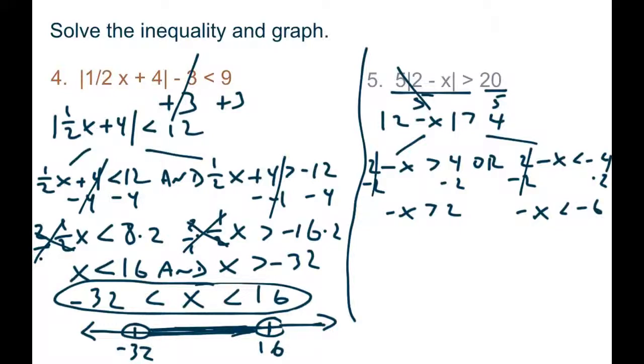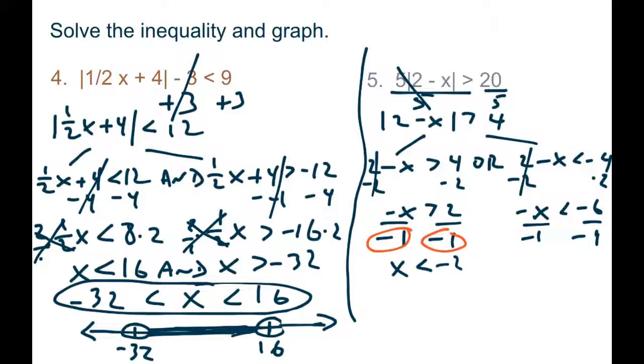And I don't really want to know what the opposite of x is. I want to know x. So I'm going to divide by negative 1 on both sides. Could also multiply by negative 1 on both sides. That becomes positive. I have to change this to a less than because I divided both sides by a negative. And 2 divided by negative 1 is negative 2. That's an or. Same thing over here.